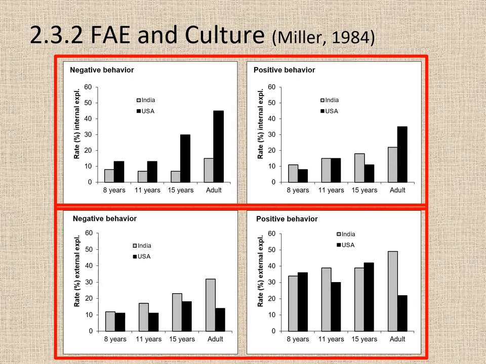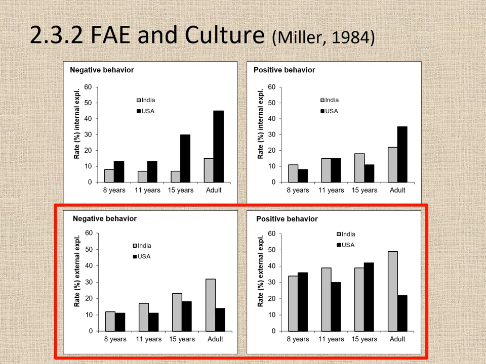For negative behavior, the rate of external explanations increases with age in India, but not so much in the States. Not much difference for children, a much bigger difference for adults. And okay, that's not so clear, but let's say it at least doesn't go in the opposite direction. So what would this indicate?